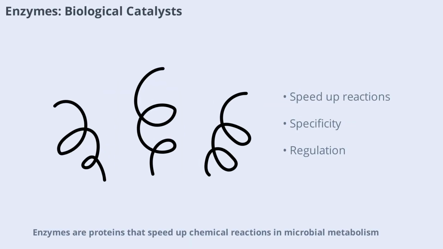Enzymes are proteins that speed up chemical reactions in microbial metabolism. Without enzymes, most metabolic reactions would occur too slowly to sustain life. Each enzyme is specific to a particular reaction, ensuring efficiency and regulation. Microbes produce a wide variety of enzymes, allowing them to adapt to different environments and utilize diverse nutrients. Enzyme activity is tightly controlled, reflecting the cell's needs and environmental conditions.